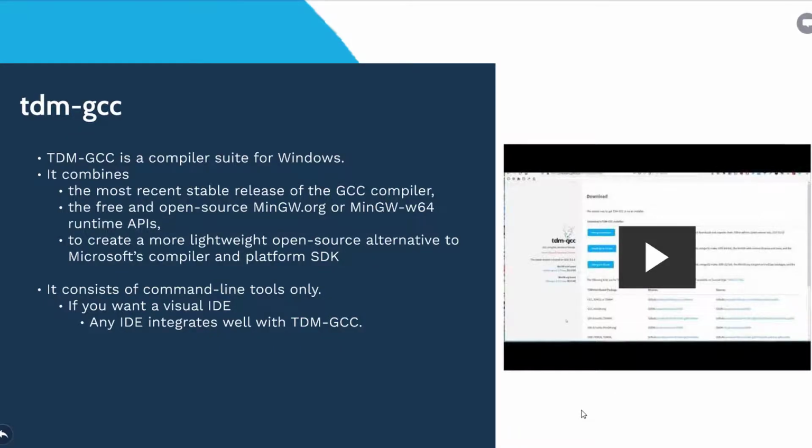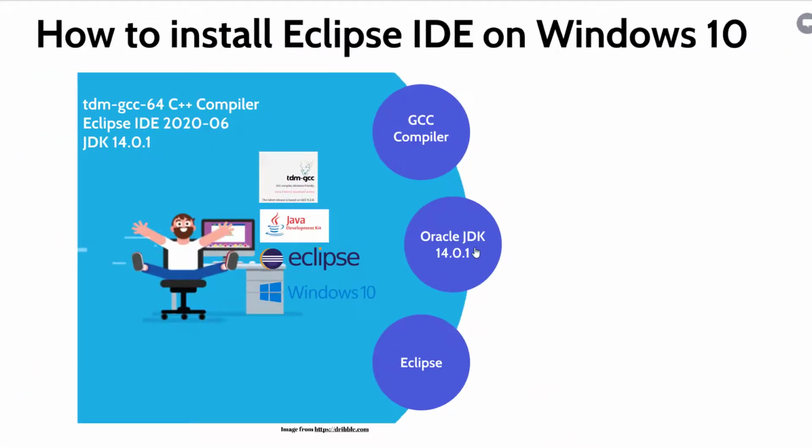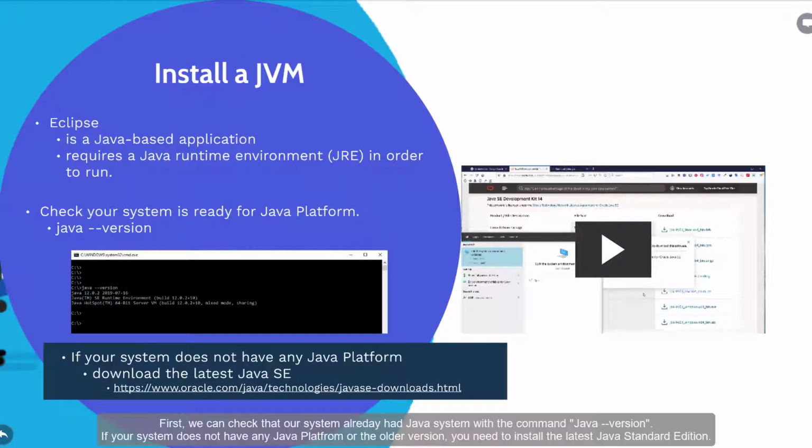Now let's talk about the second topic, the Oracle Java Development Kit. Eclipse is a Java-based application, so it requires the Java runtime environment. First, we can check whether our system already has Java with the command java version. If your system doesn't have any Java platform or has an older version, you need to install the latest Java Standard Edition.